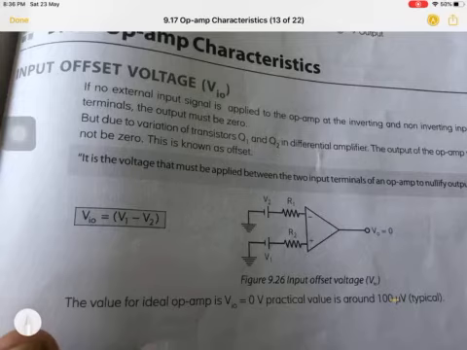It means if we connect the inverting terminal as well as the non-inverting terminal to the same voltage, there is still some output, although it is in the order of a few microvolts. Here we can see it is around 100 microvolts, but still there is a voltage. If we take this voltage as the output and divide by its gain, we can find the input offset voltage. So we have to apply a negative voltage to compensate for that. This is known as input offset voltage.